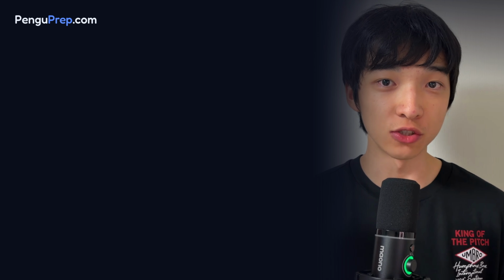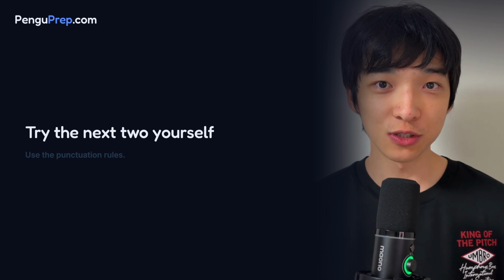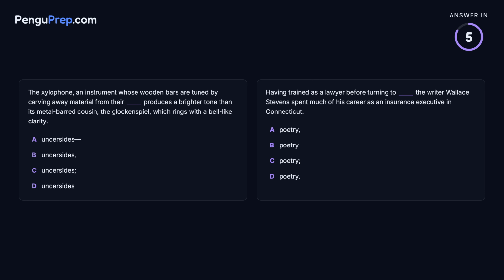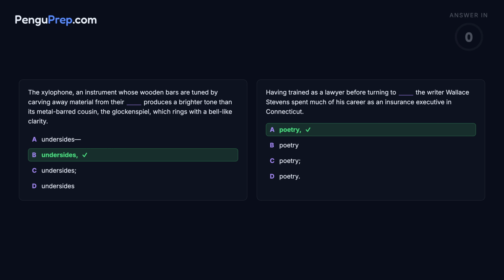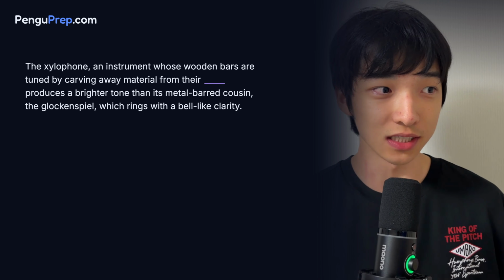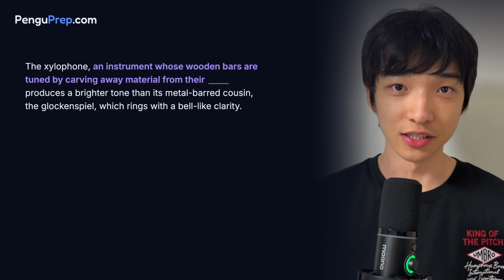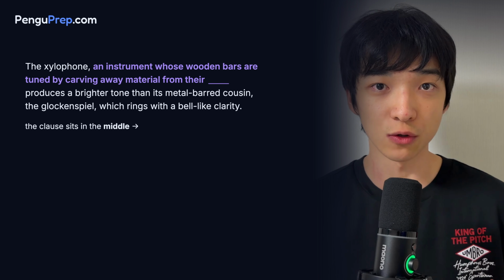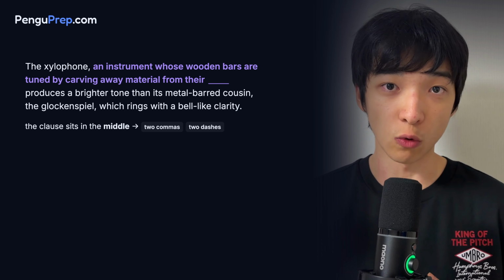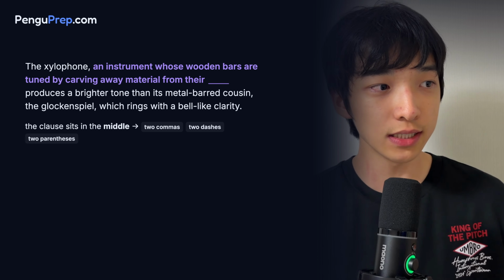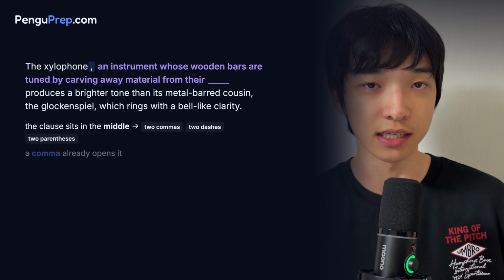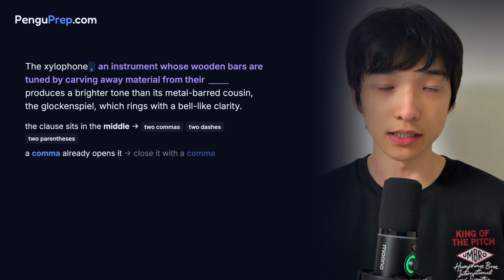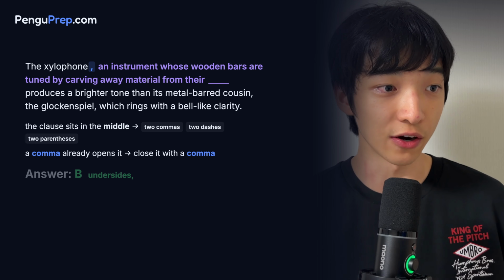Now pause the video and try the next 2 problems yourself. Use the rules that we learned. For the first problem, the non-essential clause is from an instrument to from their undersides. And this non-essential clause is in the middle of a sentence, meaning that we need to surround it with 2 commas, 2 dashes, or 2 parentheses. Now, we see that the beginning of the non-essential clause already has a comma. So to complete it, we need to place another comma at the end. This means the correct answer is B.